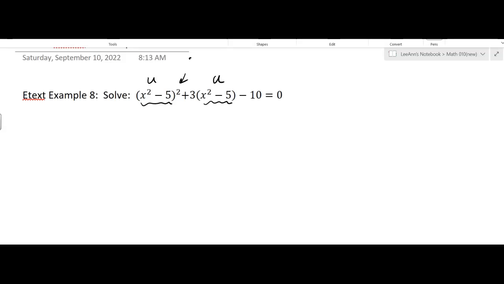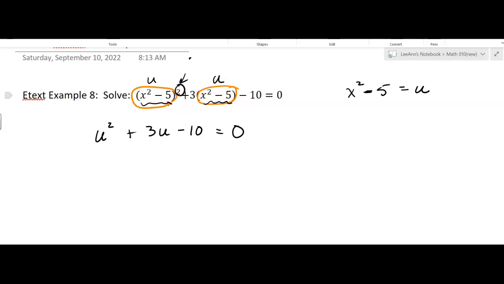But what are we doing? We're saying x squared minus 5 equals U. That's our U substitution. Now we'll need to know that when we come back to solve for x. Now replacing those parentheses, that binomial, with U gives us U squared, that little square there, plus 3U minus 10. So it's kind of visual if you can see it. We're replacing this whole parenthesis part with U.